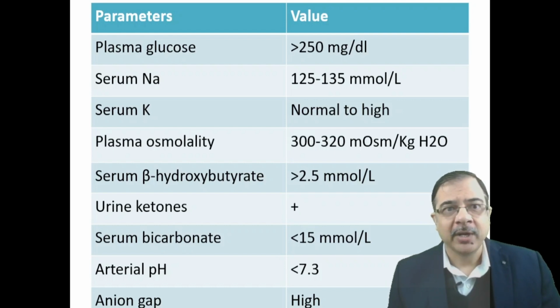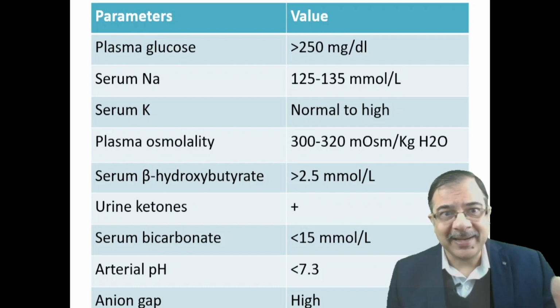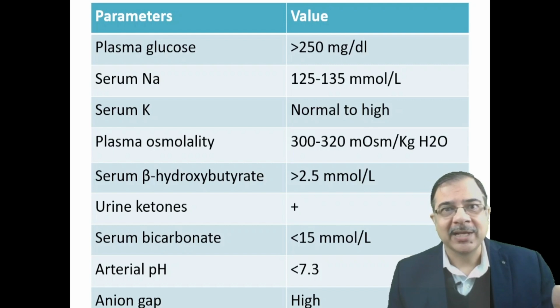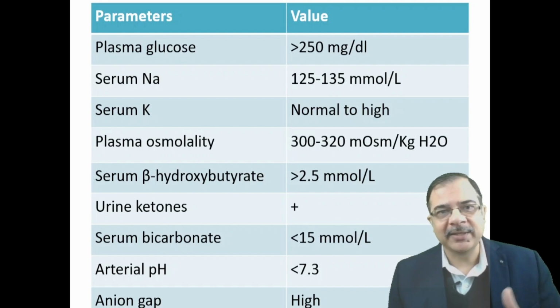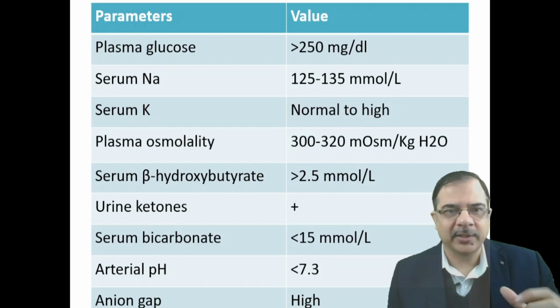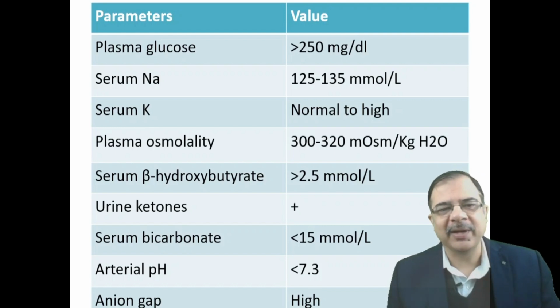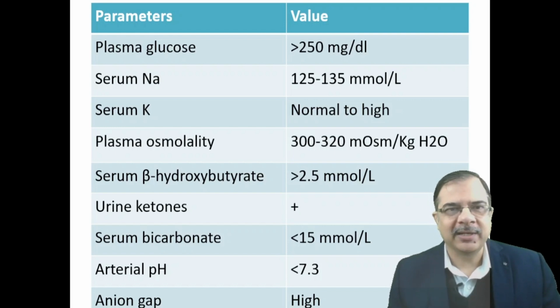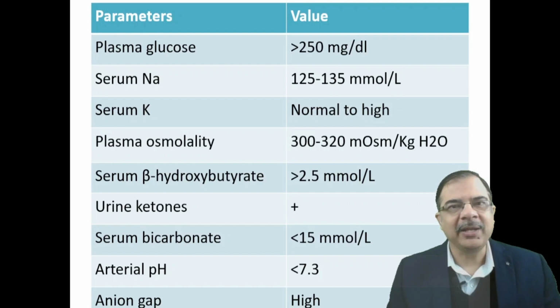Urine ketone can be positive, and urine ketone is more convenient. Therefore, you must have seen in the ward that we do urine ketones frequently. But urine ketones appear late in diabetic ketoacidosis, and they disappear late, even after the recovery. They will be present in the urine, so they are not as reliable as serum beta hydroxybutyrate. They are only convenient, therefore we go for urine ketone levels. Bicarbonate is usually less than 15, arterial pH is about 7.3, and the anion gap will be high.